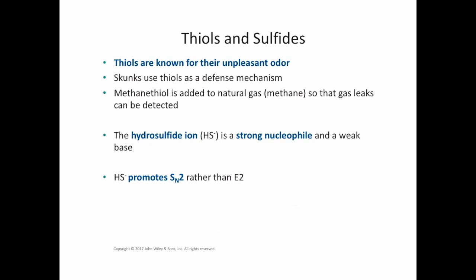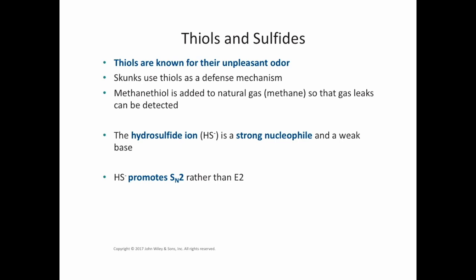Thiols are well known for their unpleasant odor. Indeed, skunks use thiols as a defense mechanism. And methane thiol is added to natural gas so that gas leaks can be detected, because methane doesn't have an odor, so you have to add something stinky to it to alert people that there's a gas leak.